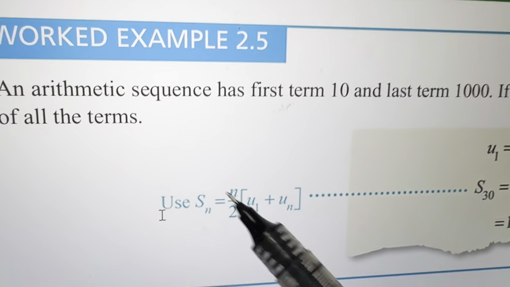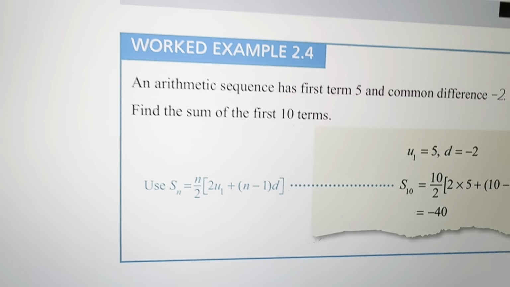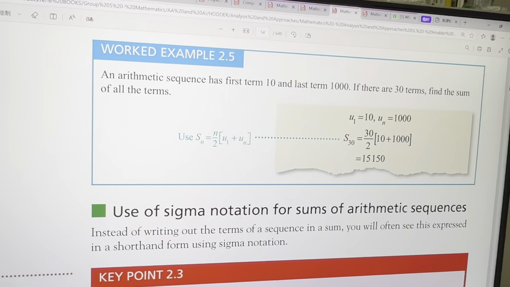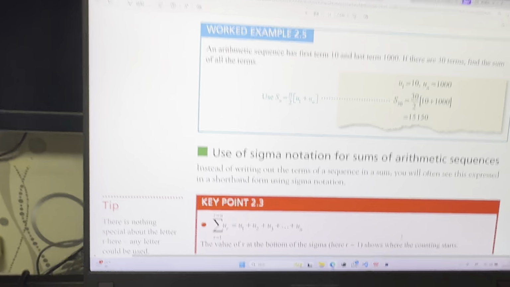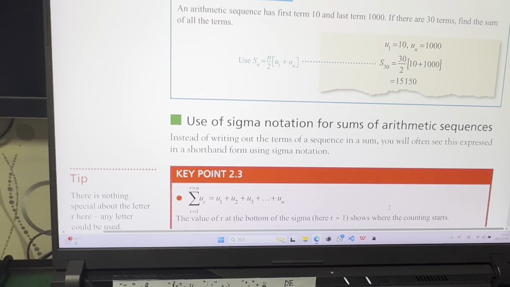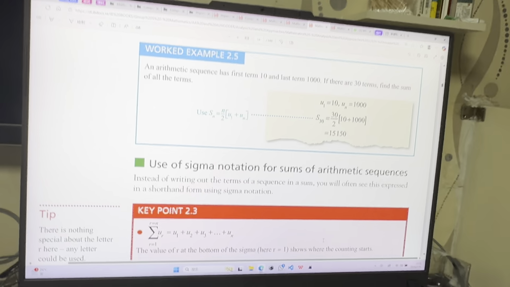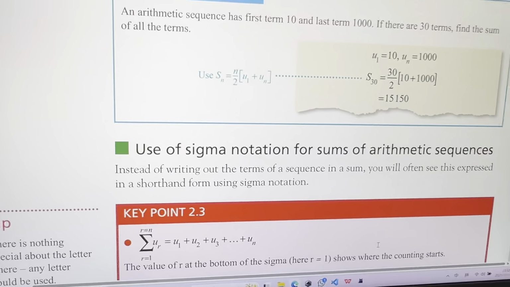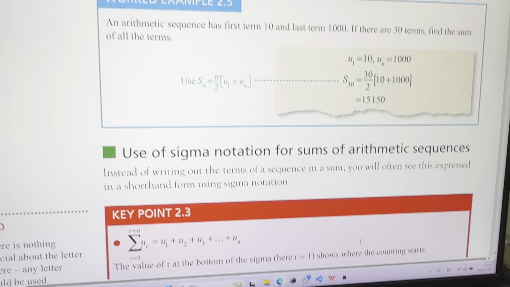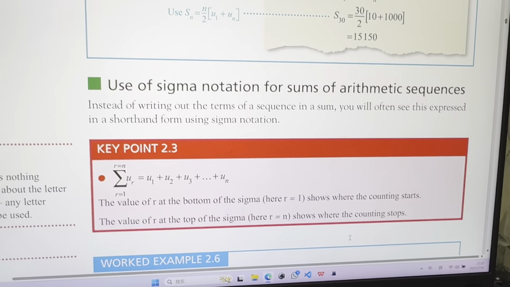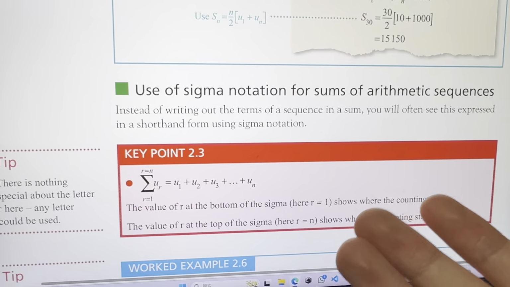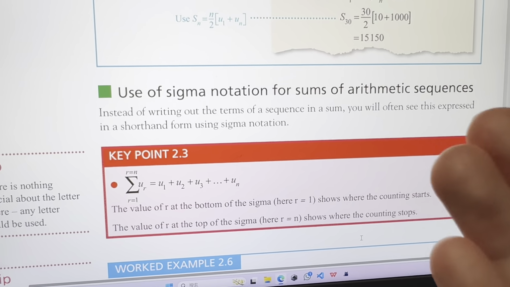Obviously, we have to use the second formula. For the second formula, we already know the three things we need, but for the first formula, we need d. Let's continue. We put everything in, then we get the result. Actually, for arithmetic sequences, there's not a very big problem. But if you know how to prove those formulas, it can make you understand them more. And let's continue. Today we will learn a new use of sigma notation for sums of arithmetic sequences.